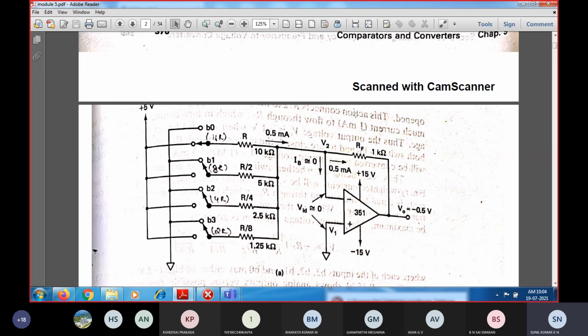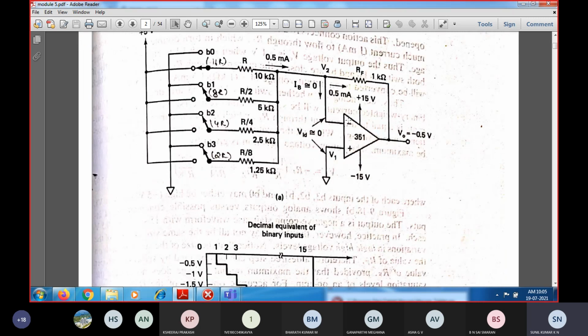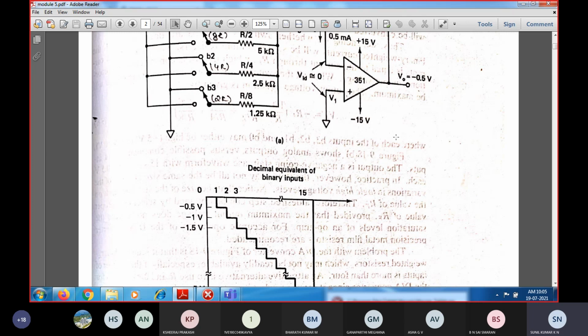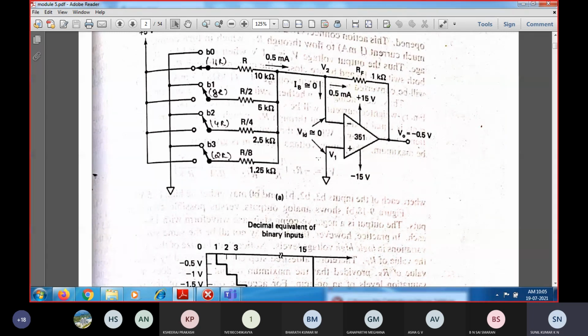That is, for the 4-bit binary weighted resistor DAC, we have seen the circuit, the architecture, as well as the working of that 4-bit digital to analog converter. In that we have seen the output. If we look at the architecture, we can see the resistors have been scaled down in terms of binary itself.